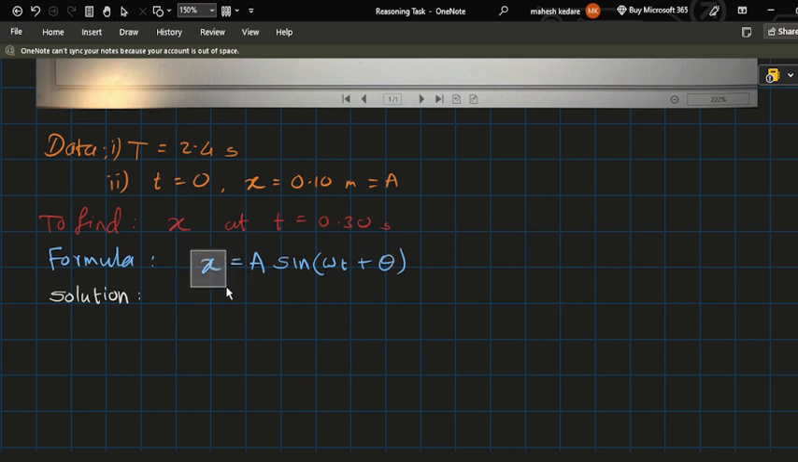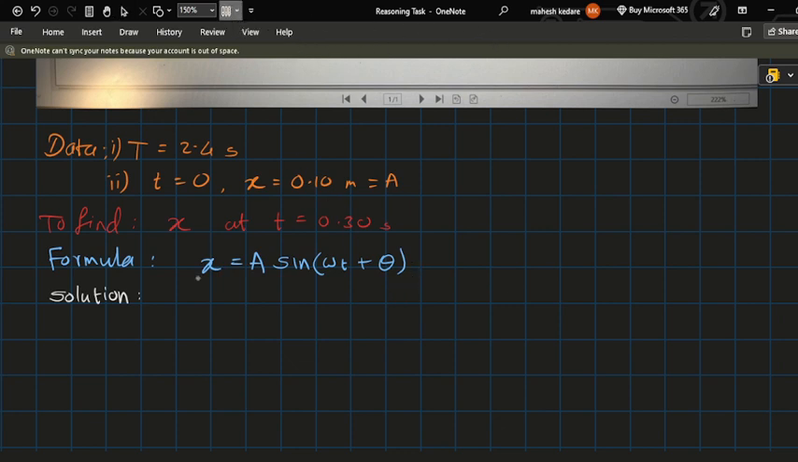X is already unknown, theta will also be unknown. So all the quantities on the right hand side must be known. We do not know what is theta, so first we have to calculate theta. Theta is not given, but theta can be determined from the initial condition. Initial condition is at time t equal to 0, the position is 0.10 meter. So we can substitute for time t equal to 0 in the equation, and for x we can substitute 0.10 meter, and then we can substitute other quantities and obtain the value of theta.